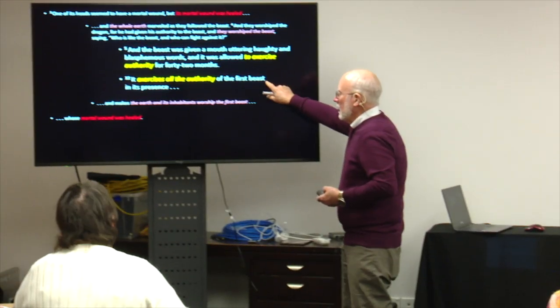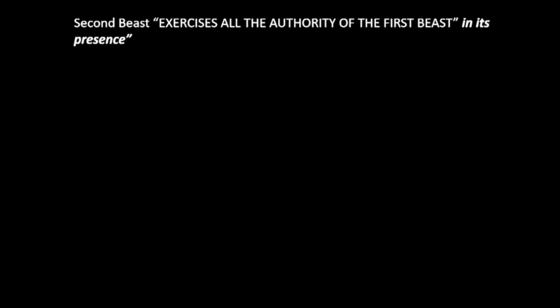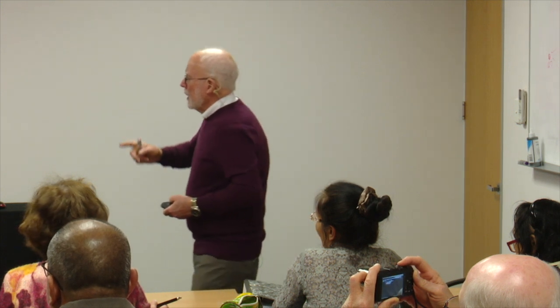And we'll notice a number of things. The first thing we'll notice is when we look at this verse here, it's got two parts to it. The second beast exercises all the authority of the first beast in its presence, and there are two aspects or two parts to it. Can you see what the two parts are? What are the two parts? Yeah, first aspect is he's going to exercise all the authority of the first beast. We're clear on this? And the second aspect is in its presence. So we just keep those two parts in mind.